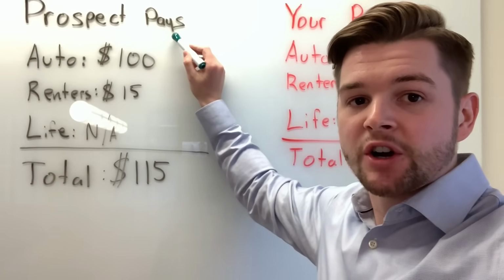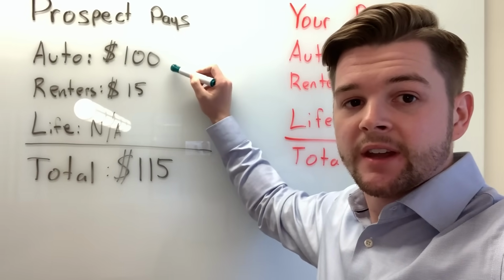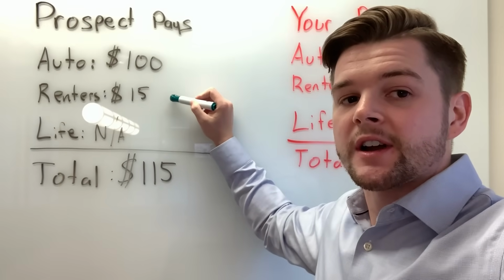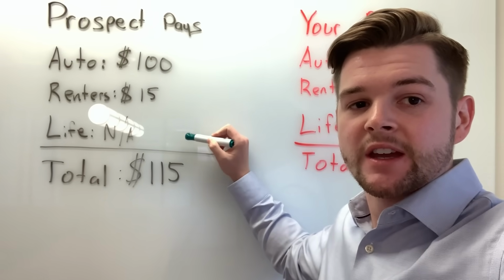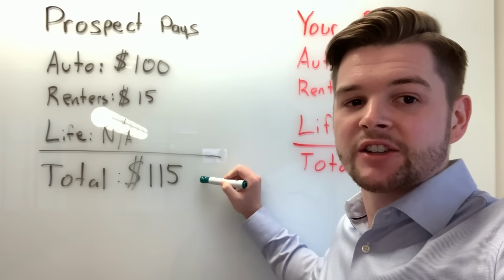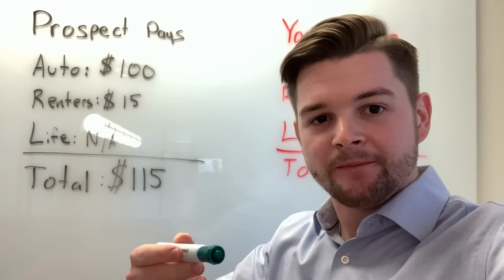The prospect currently pays $100 for their car insurance, $15 for their renter's insurance, and they don't have a life insurance policy. So their total out of pocket is $115 that they pay for their insurance. You with me so far?